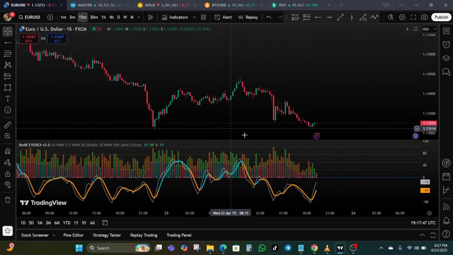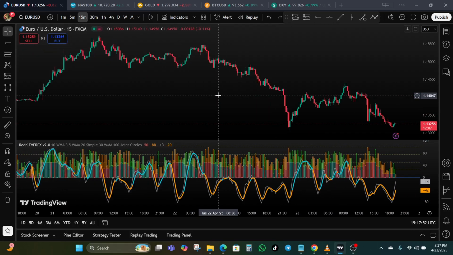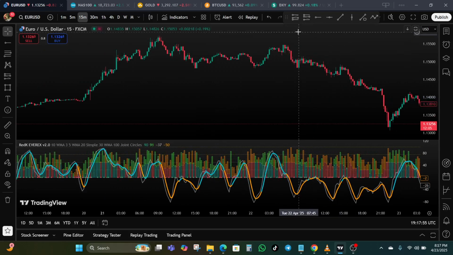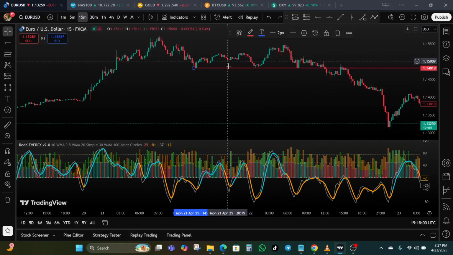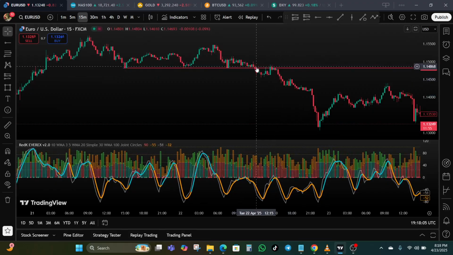You start by spotting a breakout attempt. Let's look for a very good opportunity. So we actually had a support zone around here, right? Now, there was an attempt to break out from that zone around here. You look at the EVEREX histogram. If there is high effort but no movement, you have to be cautious.